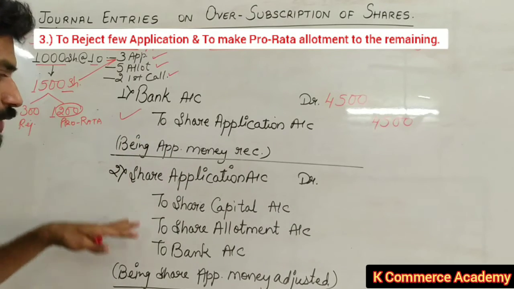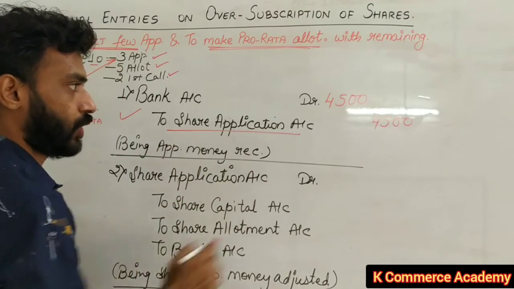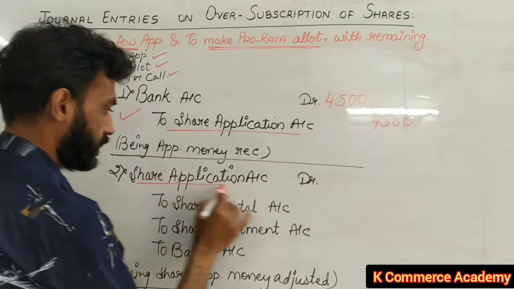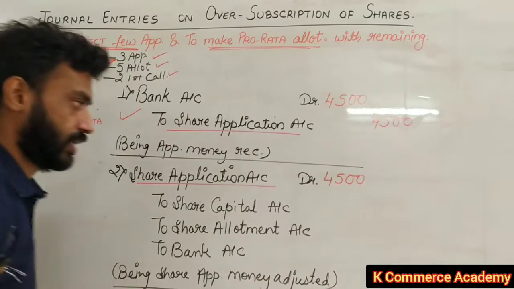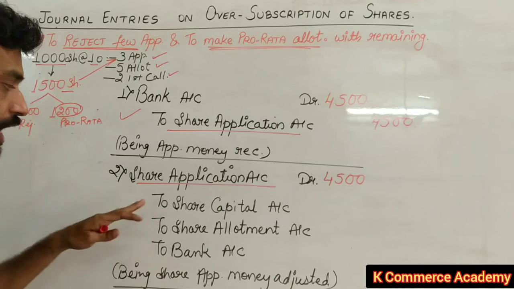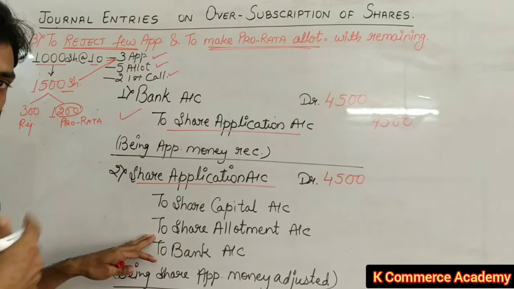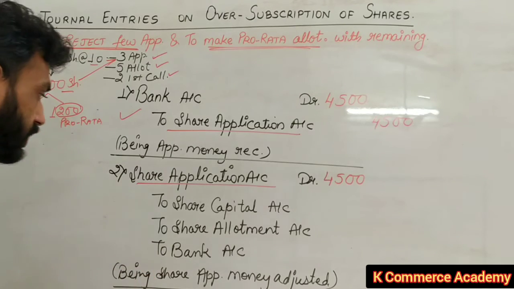After that, now we need to adjust this total amount. So here we have credited the share application account with rupees 4,500 and the share application account will be debited in the second general entry with the same amount. The question is how much amount will be shown in front of share capital, how much amount will be adjusted and transferred towards share allotment, and how much amount is to be refunded. That has to be concentrated.